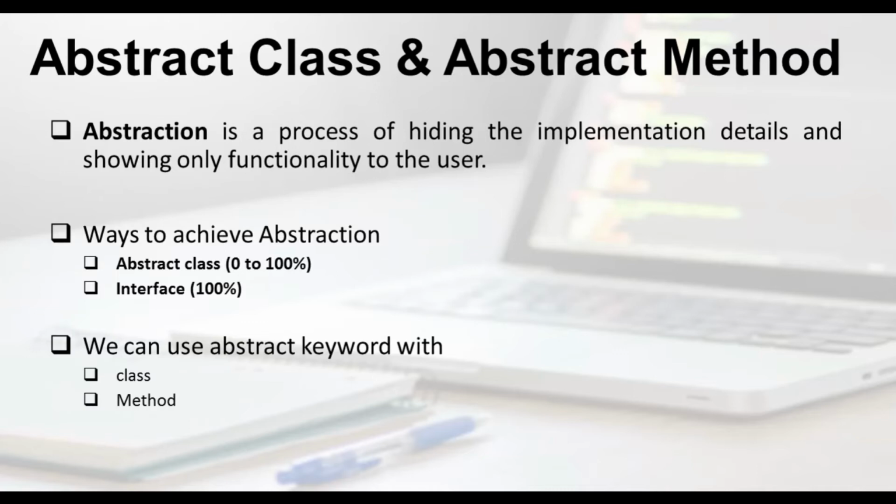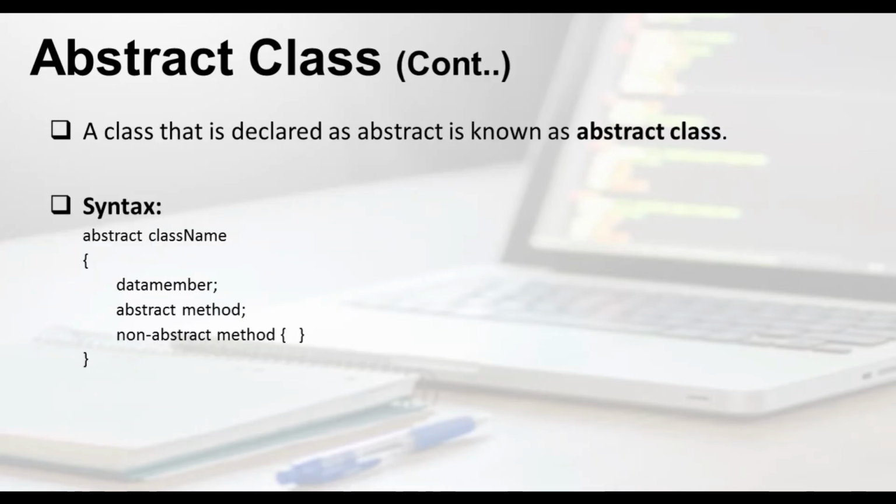Now the main thing is the abstract keyword, and we can use this abstract keyword with the class, and second, with the method. So let's take the abstract class first. A class which contains at least one abstract method should be declared as an abstract class. A class that is declared as abstract is known as an abstract class.